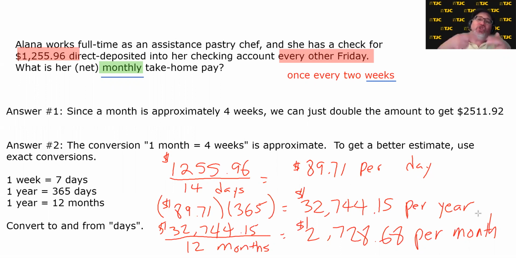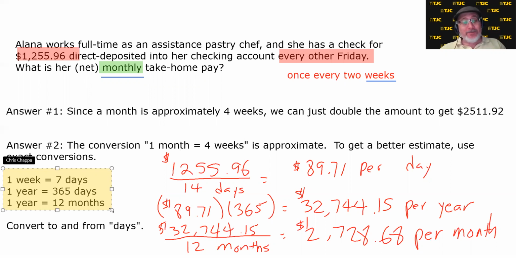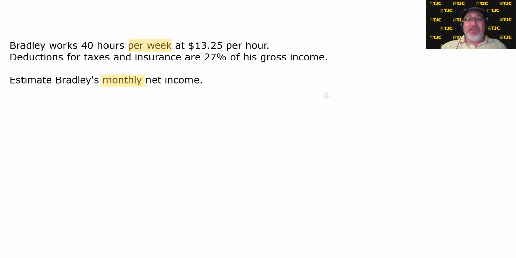And remember, the reason we're jumping through all those hoops is because all of these conversions are exact, but things like 1 month equals 30 days or 1 year equals 52 weeks are not exact. You want to try to use exact conversions when possible, especially if you're doing online homework. All right, so let's start by figuring out what his monthly income is.